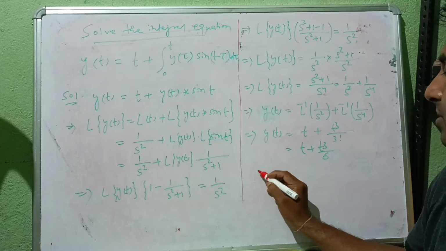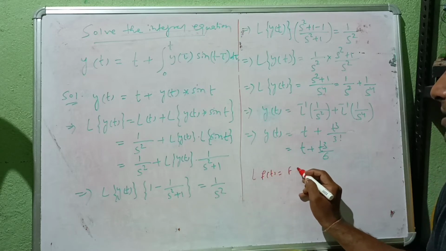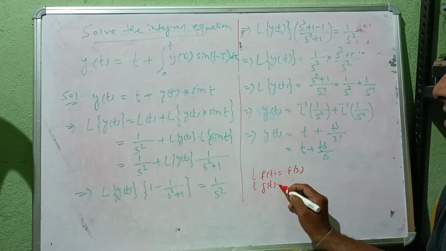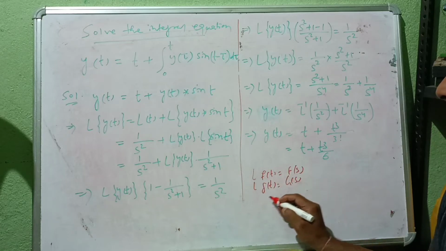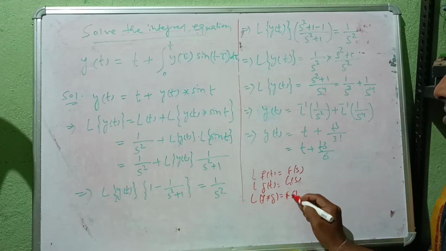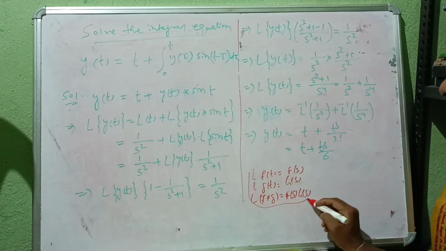What is the convolution theorem? Suppose we have Laplace of f of t is F of s, and Laplace of g of t is G of s. Then Laplace of the convolution of f and g is equal to F(s) into G(s). So this is the convolution theorem.